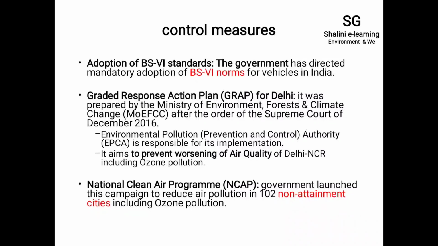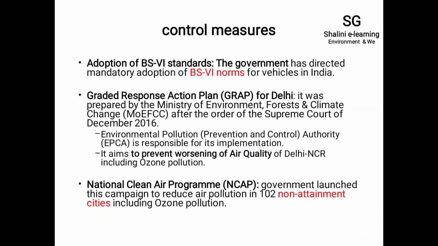The Graded Response Action Plan, GRAP, for Delhi was prepared by MoEFCC after the order of the Supreme Court in December 2016. EPCA, the Environment Pollution Control Authority, is responsible for its implementation. It aims to prevent worsening of air quality in Delhi NCR, including ozone pollution. The National Clean Air Program, NCAP, is a campaign the government launched to reduce air pollution in 102 non-attainment cities, including ozone pollution. Non-attainment cities are those cities in India which do not follow the standards of the National Ambient Air Quality Standards. There are around 102 such cities.